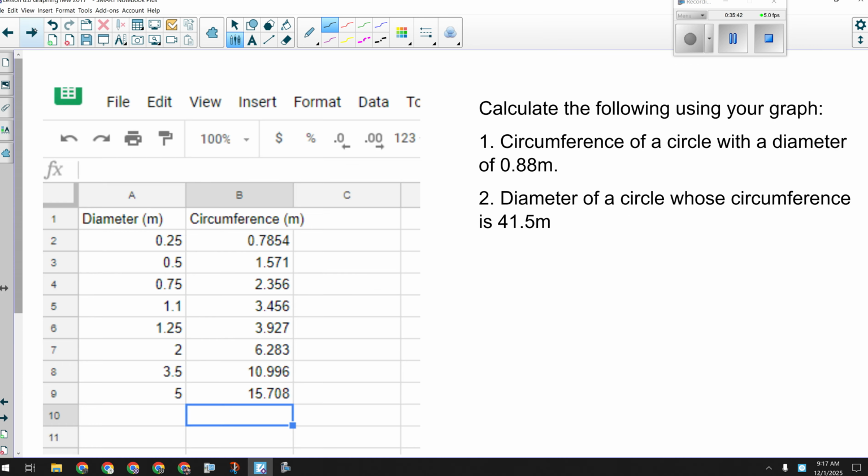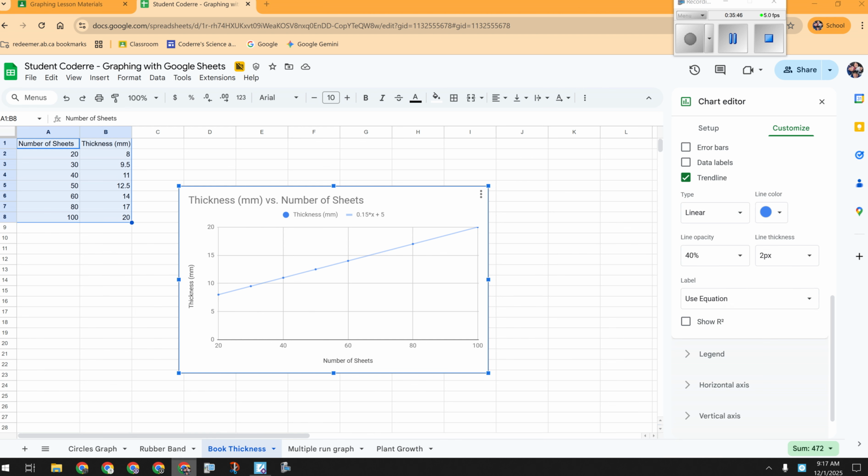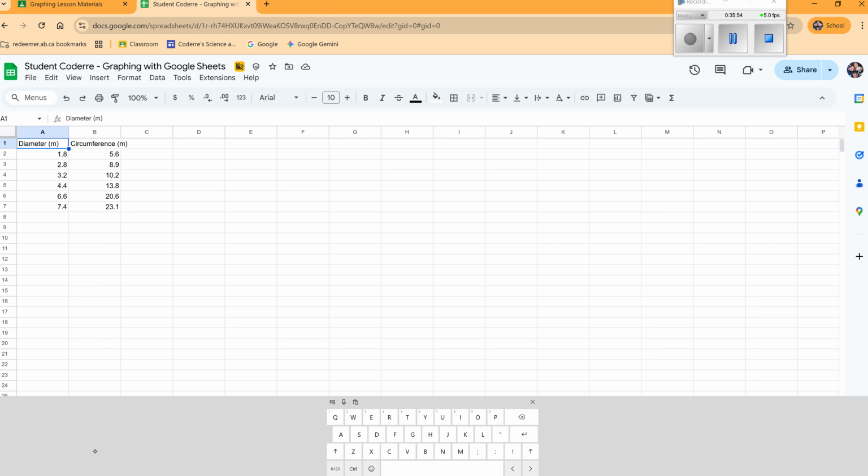What's the next one I had? Okay, so let's go to the diameter versus circumference one. That was the first one. I call it circles graph on here. So if everyone can just go to the circles graph tab. See if you can build the graph without help. I'll give you like 2 minutes to see if you can get that graph built, and then I'll walk through the steps again. Highlight, insert chart, that kind of thing. Give me a minute.